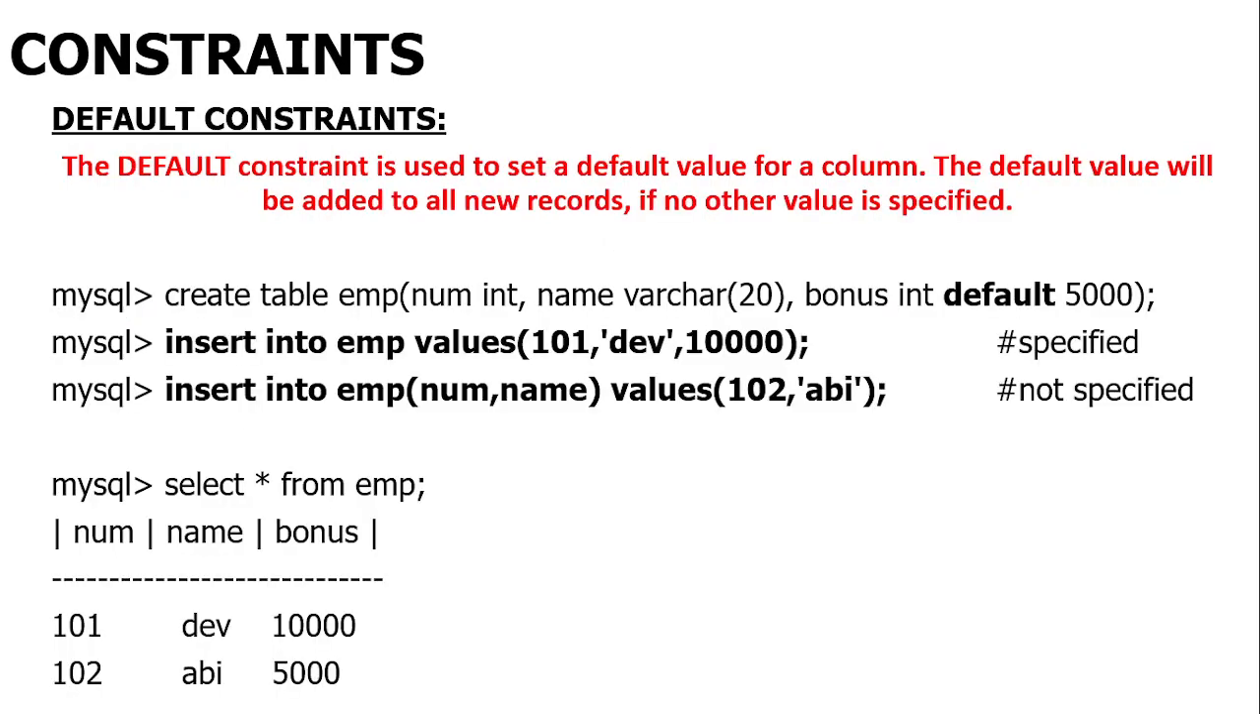Now default constraints. The default constraint is used to set a default value for a column. The default value will be added to all new records if no other value is specified. Create table M. We have num of integer data type, name of varchar 20, bonus int default 5000. So I'm going to insert the values. If I give 10,000, the bonus will be changed to 10,000. If I'm not giving any bonus value, the default value will be 5,000.